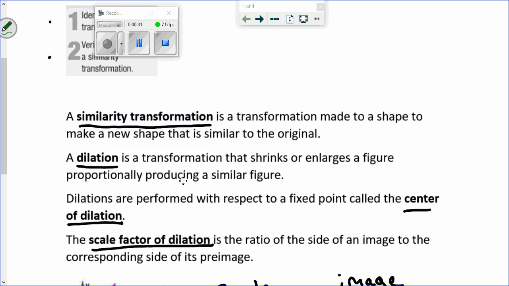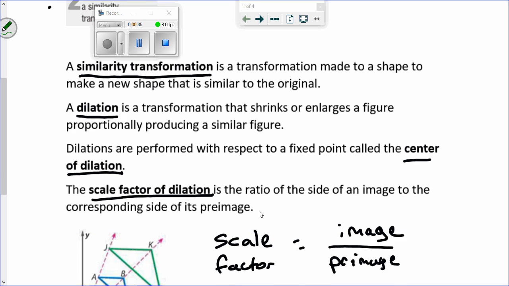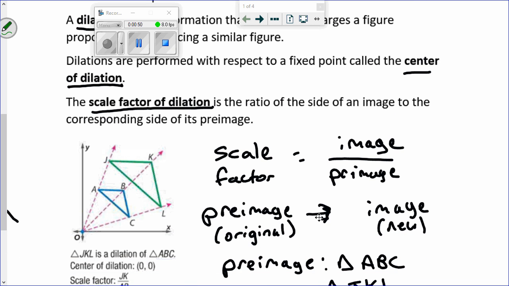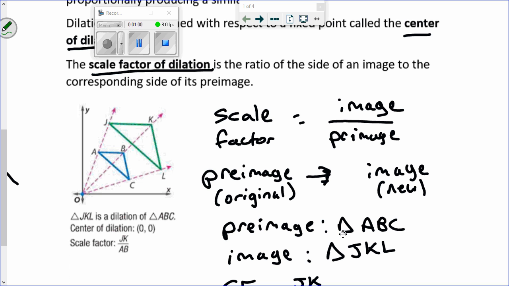So dilations are performed with respect to a fixed point called the center of dilation. The scale factor of a dilation, we'll talk about that here. It's a ratio of the side of an image to the corresponding side of its pre-image. So it's a ratio of image to pre-image with corresponding sides, of course. A little definition here: the pre-image is your original figure. The image is the new figure we produce after we've done the dilation.